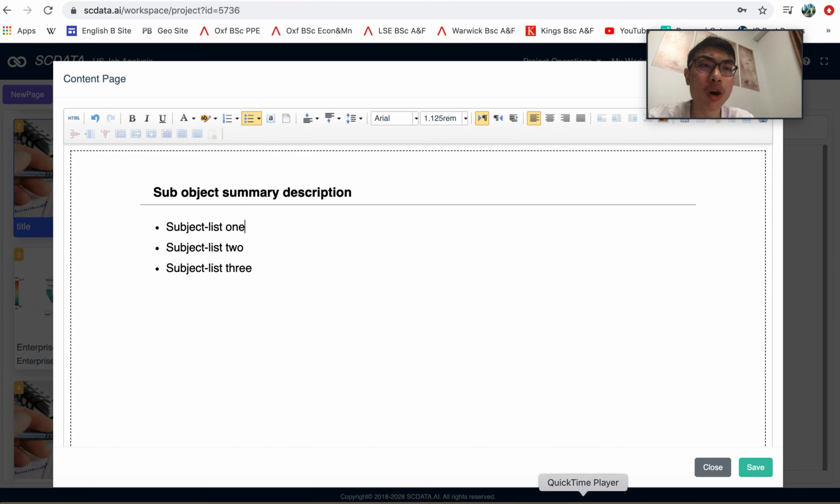Okay, so that's about our tool session today, walking through how to use scdata to make decisions on identifying and finding the optimal job for you.